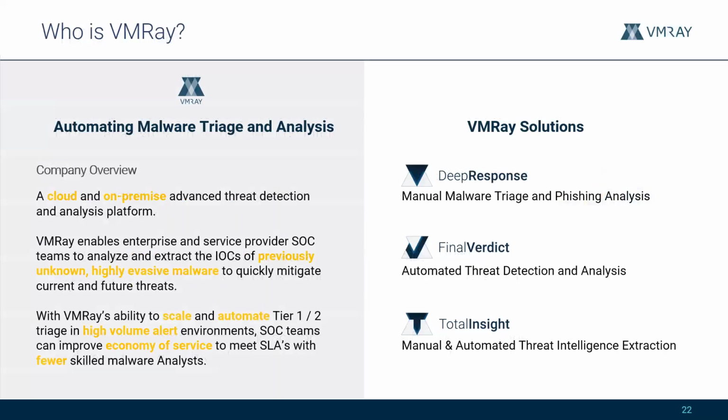But with that, we do offer three different insights. Deep response is the manual one. Final verdict is looking to automate that. And then total insight is a combo of both. So you can select one of the first two or three, and that gives you a flavor of both.